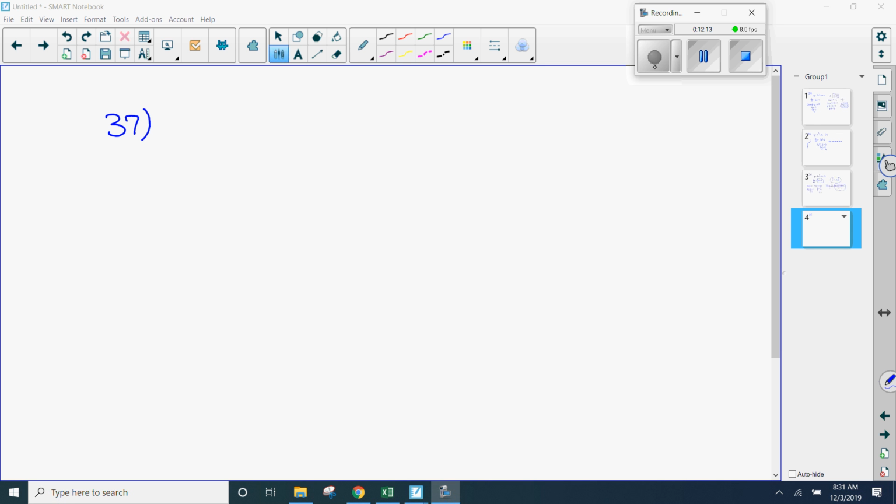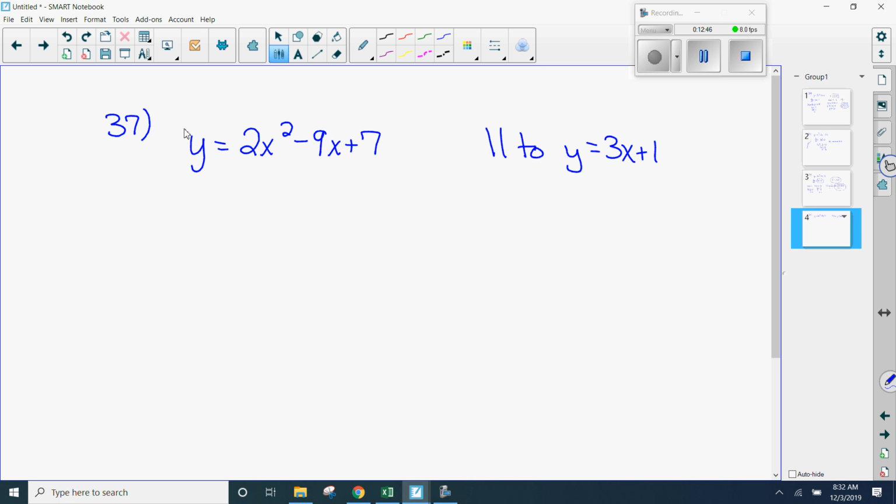37. At what values of x is the tangent line to the curve y equals 2x squared minus 9x plus 7 parallel to the line y equals 3x plus 1? So we have this curve. The curve is y equals 2x squared minus 9x plus 7. And we want it parallel to y equals 3x plus 1.